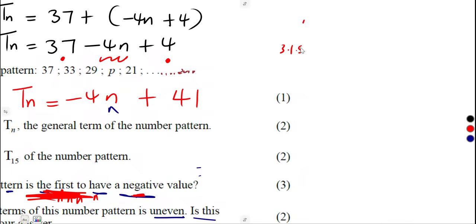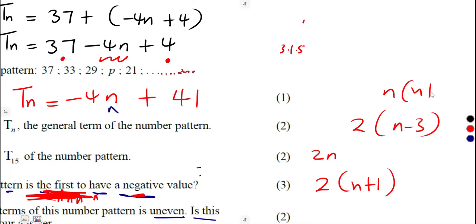So 3.15, work with what? The even numbers. We know that even numbers are the ones that when you multiply, it's just going to be a product of 2. So 2n gives us even numbers. Or it is 2 into n plus 1 as long as there is a product of 2. 2 into n minus 3, 2 into n plus 4, as long as there is a 2 outside, it's going to be even. But the moment we add a 1, it's now uneven. The moment we add a 1, it's no longer an even number.